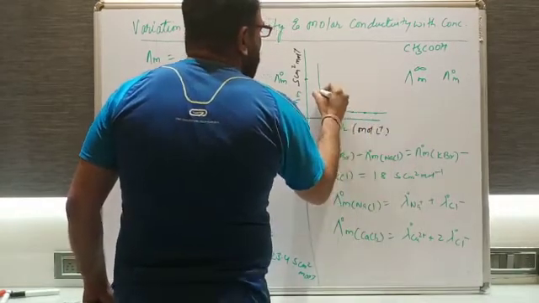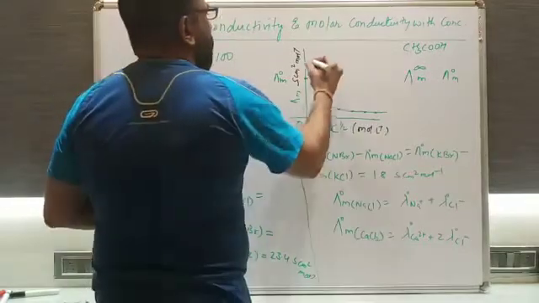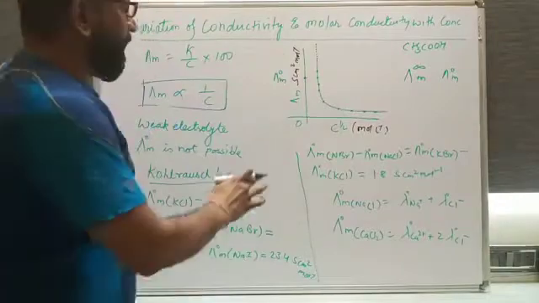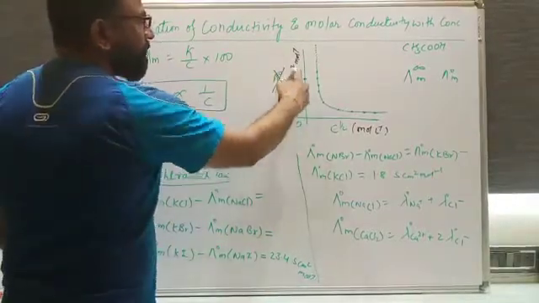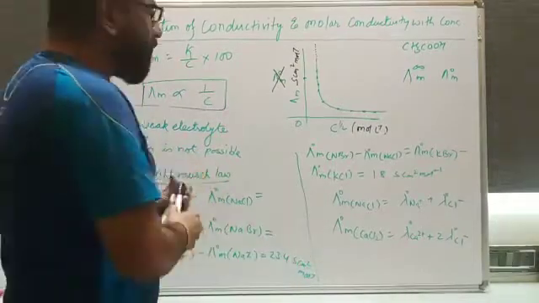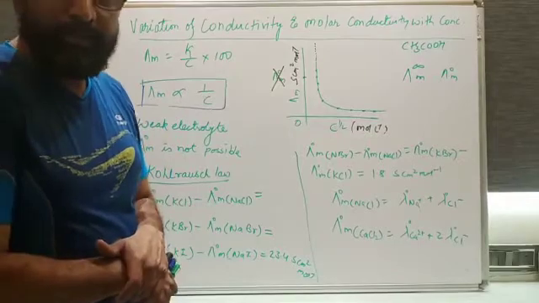Understood? But if you extrapolate this graph, then it will become parallel to the molar conductivity axis. That means limiting molar conductivity is not possible to find by drawing the graph. Is it fine? That is why we have to follow the Kohlrausch law of independent migration of ions. I hope you understood this thing.